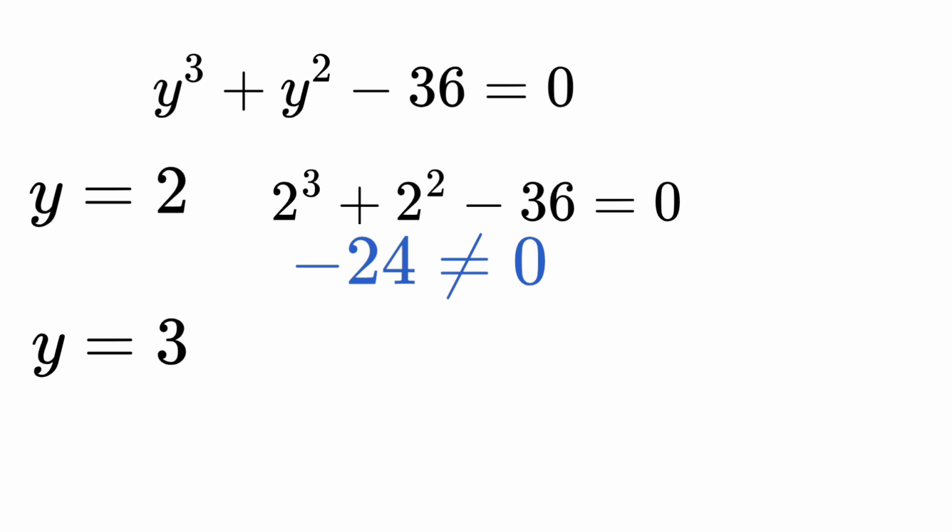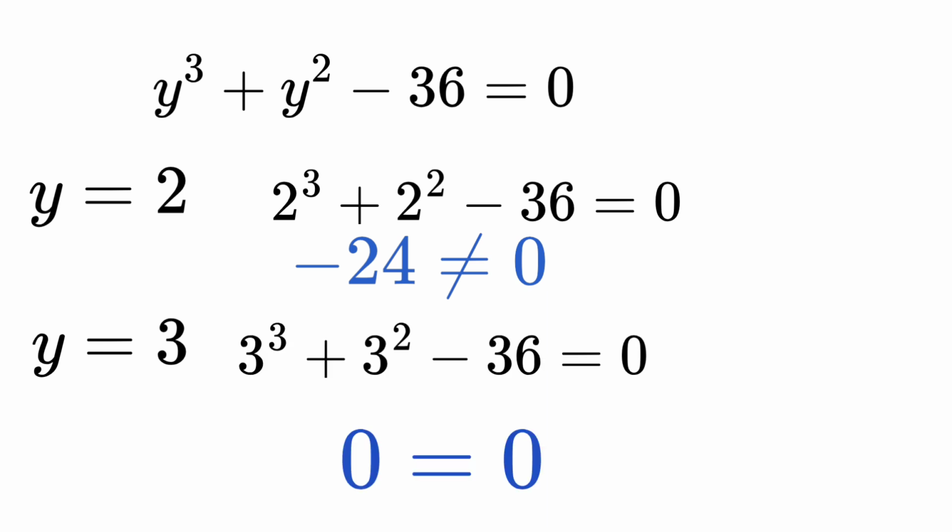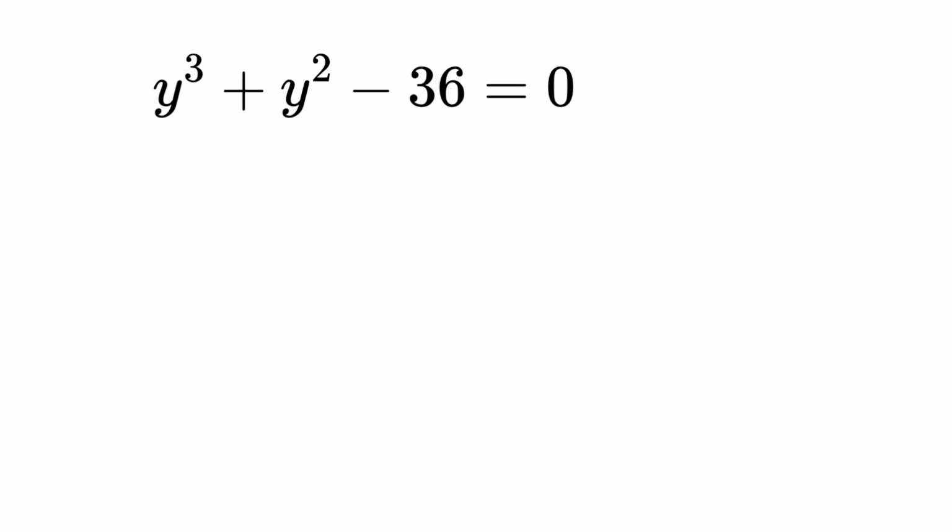Put y equal to 3, then 3 cubed plus 3 square minus 36, and we get 0 is equal to 0. We have got one factor, that is y is equal to 3. Let's find the other two factors, because our equation is in the cubic form, that is y cubed plus y square minus 36 is equal to 0.